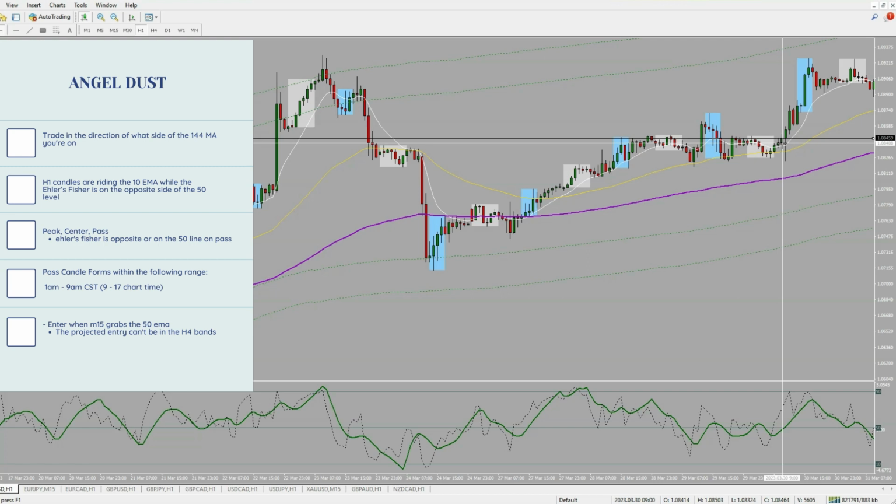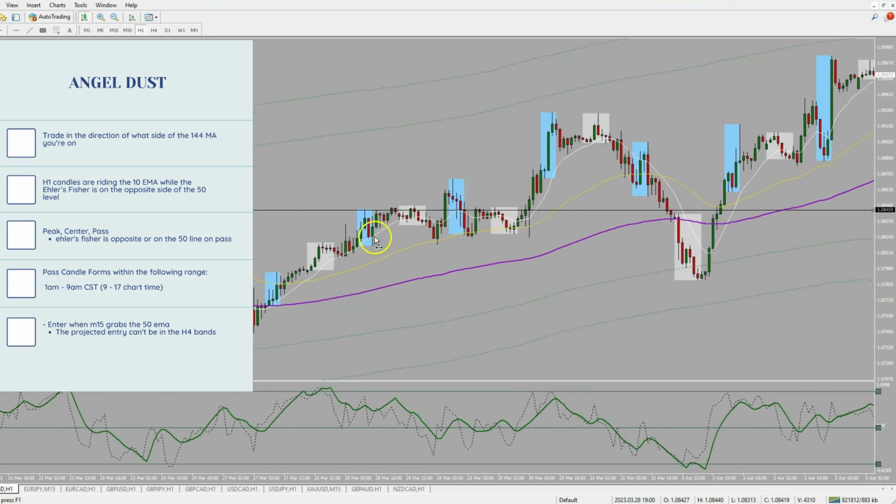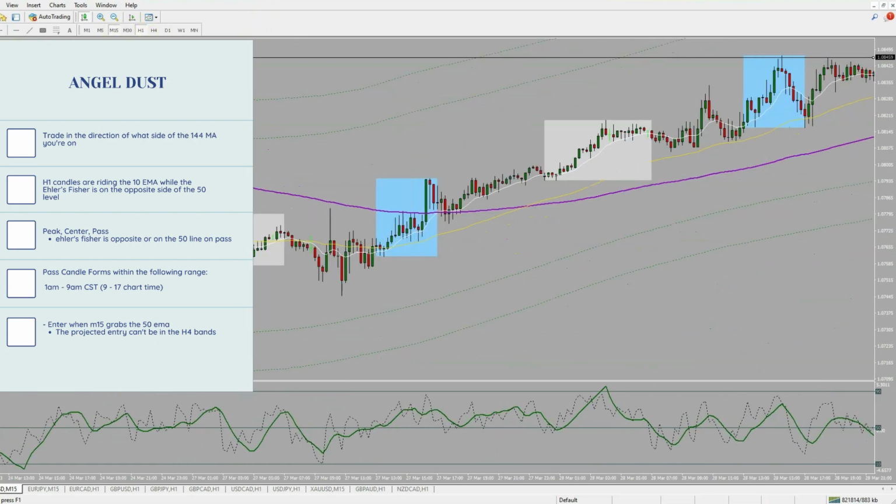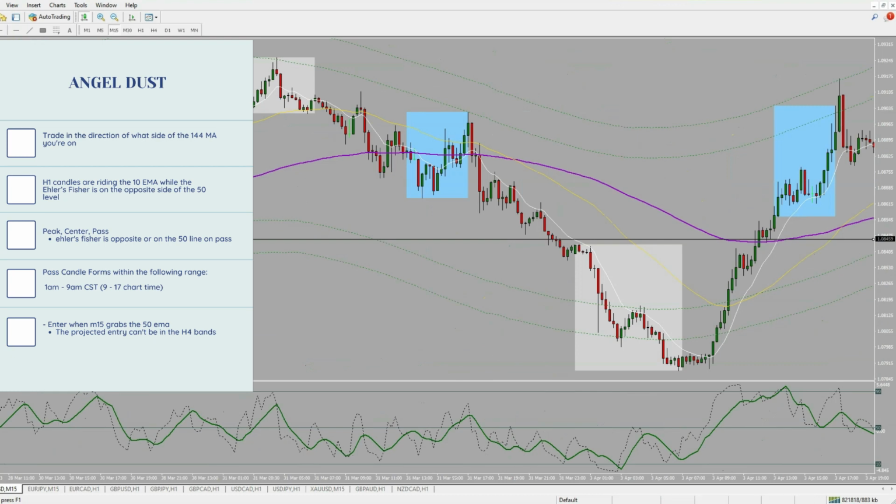And also we can see it happened at 9 o'clock chart time, which is at the very beginning of our acceptable pass candle time. So everything is met. Now we just go down to the 15-minute time frame and we wait on the entry. So let me scroll back over where we were.